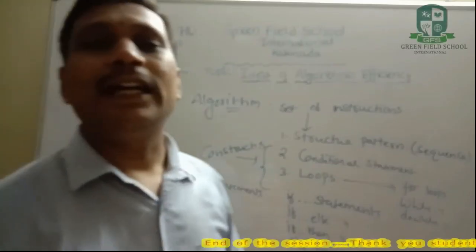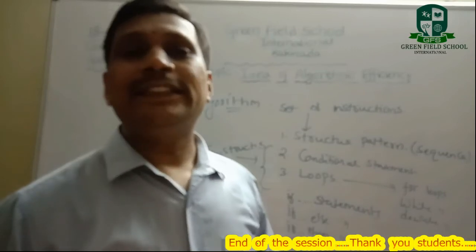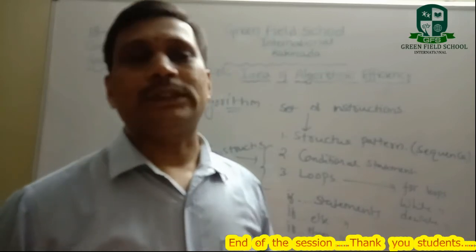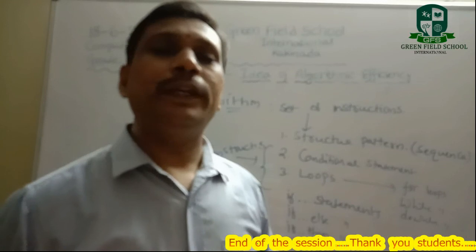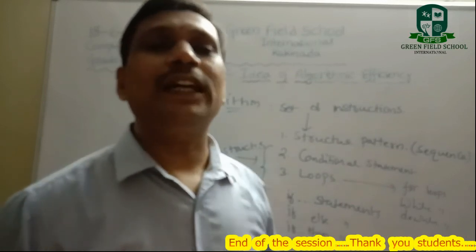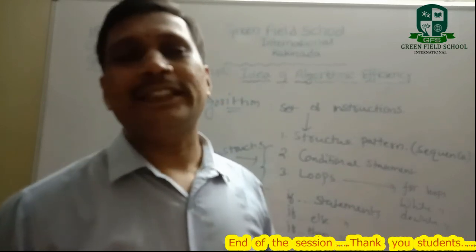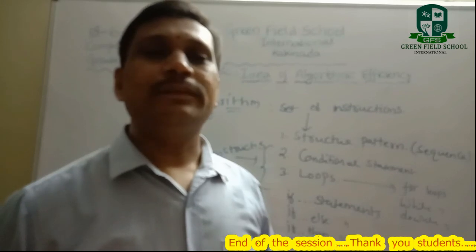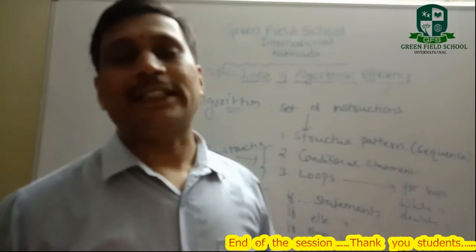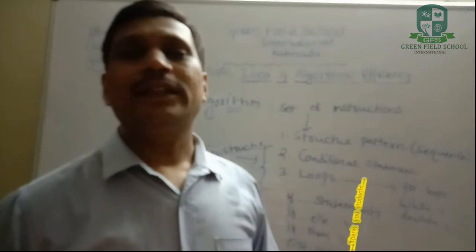So this is the concept for today. We end the session with examples of big O notation, dominant term, and efficiency of algorithms. Their characteristics will all be described in the next class. Okay, thank you students.